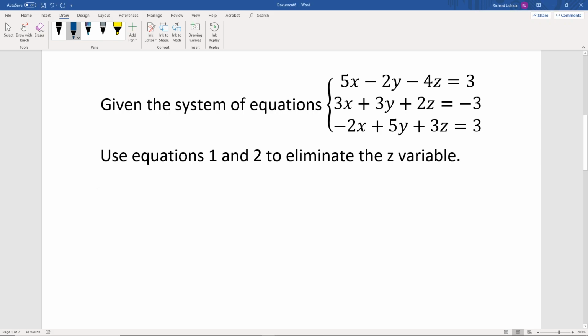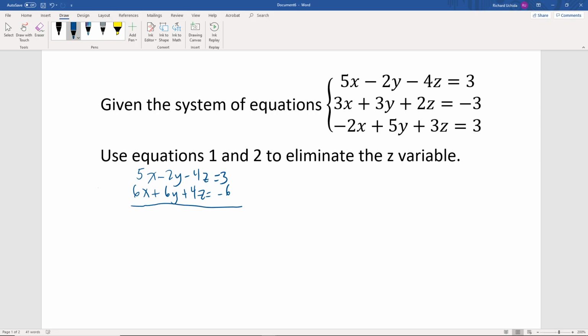So we leave the first equation alone, so we have 5x minus 2y minus 4z equals 3. And then for the second equation, like I said, I'm going to multiply that entire equation by 2. So we'd have 6x plus 6y plus 4z equals negative 6.